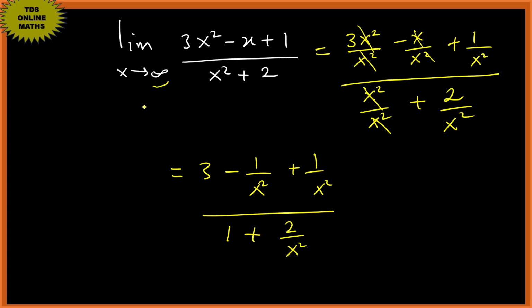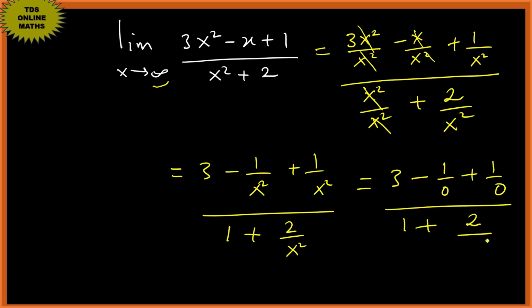So limit to infinity, my x here will tend to 0. So I will have 3 minus 1 on 0 squared, 0, 2 on 0 squared, 0. So everything on 0, this side will also go to 0. So my final answer will be 3 on 1, which is 3.